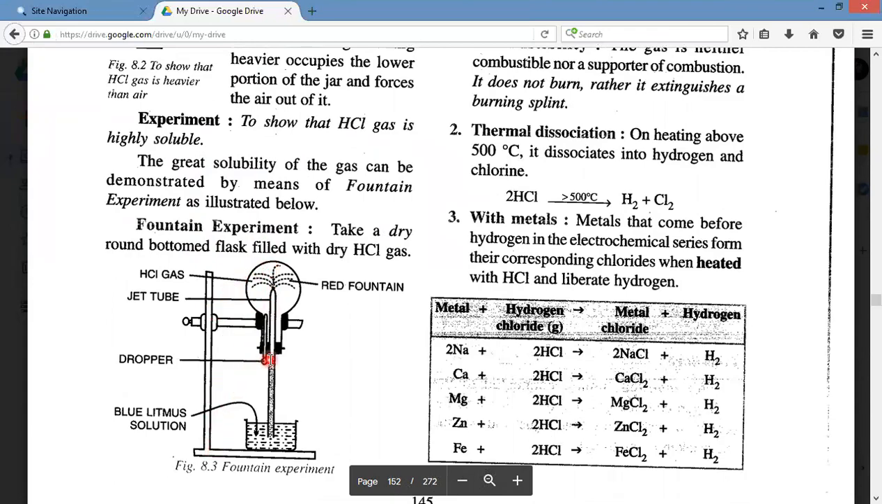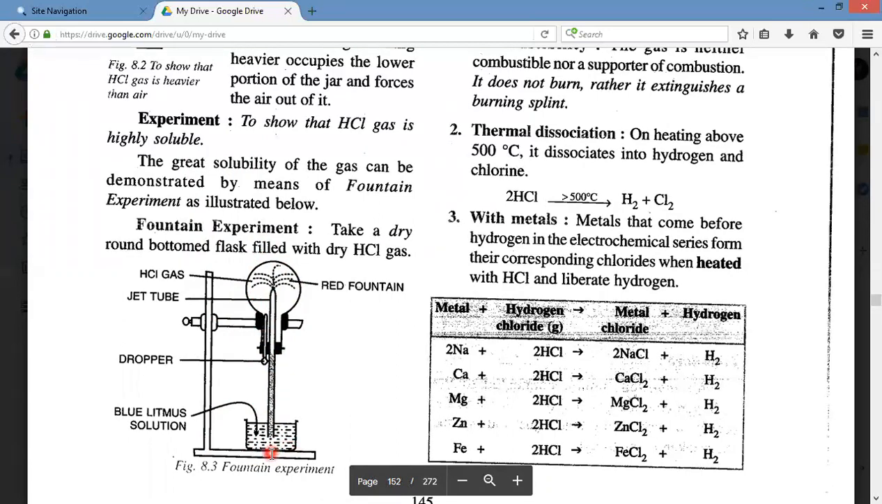Again, the inverted dry round bottom flask we have to set up like this. One jet is being inserted, and another one, this one, is your dropper. That dropper is being filled with 1 or 2 drops of water. In that round bottom flask, dry HCl gas is present, and the whole apparatus is being set up, and the cork is being arranged. In that container, the blue litmus solution is present.